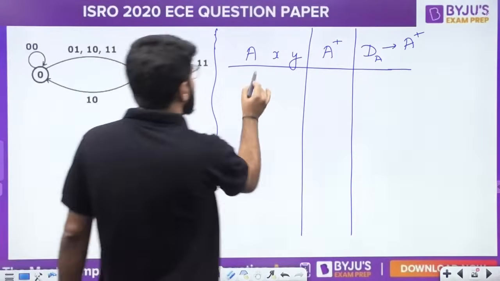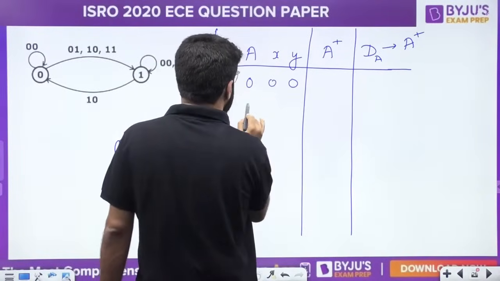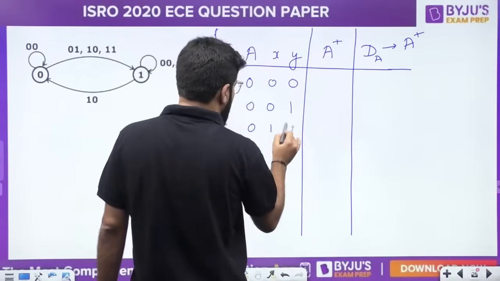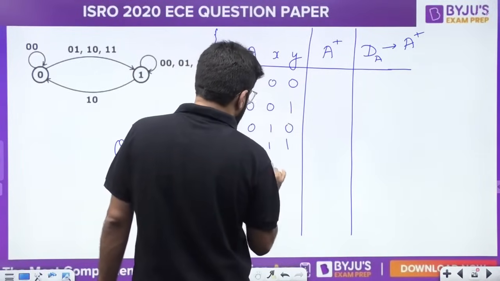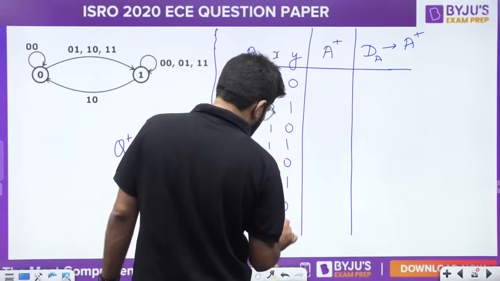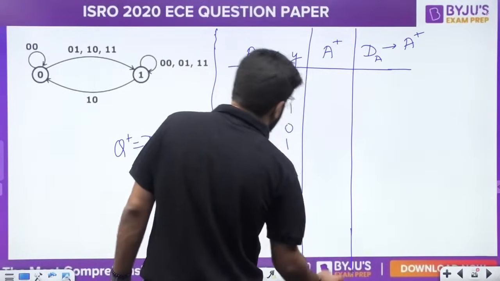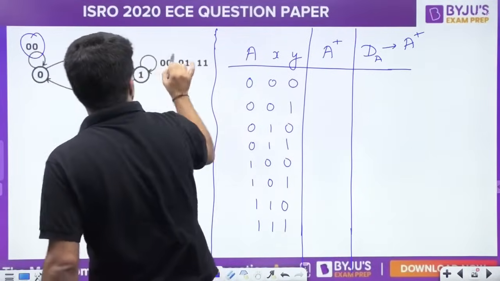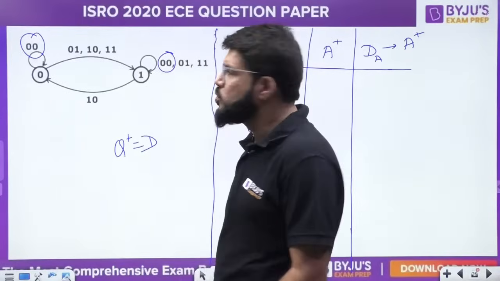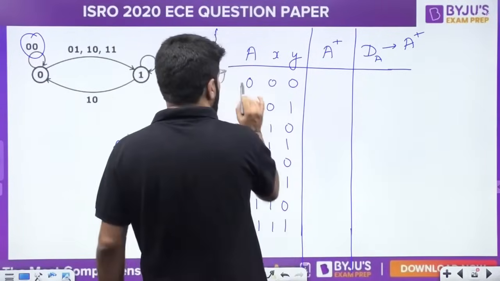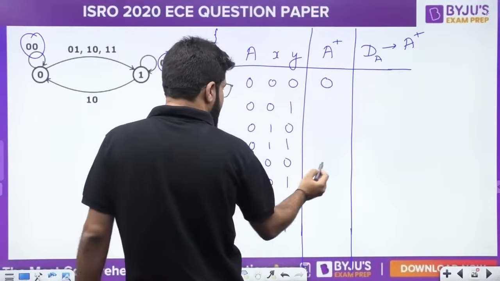Now for these 3 bits, let us write down all the information. That is 0, 0, 0, 0, 0, 1, 0, 1, 0, all the 8 combinations, 0, 1, 1, 1, 0, 0, 1, 0, 1, 1, 1, 0, 1, 1, 1. Now, whenever the input XY is 0, 0, there is no change in the state. If you are at 0, you will remain at 0. If you are at 1, you will remain at 1.